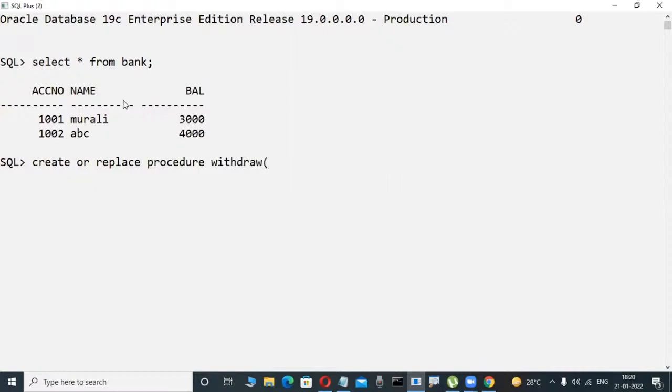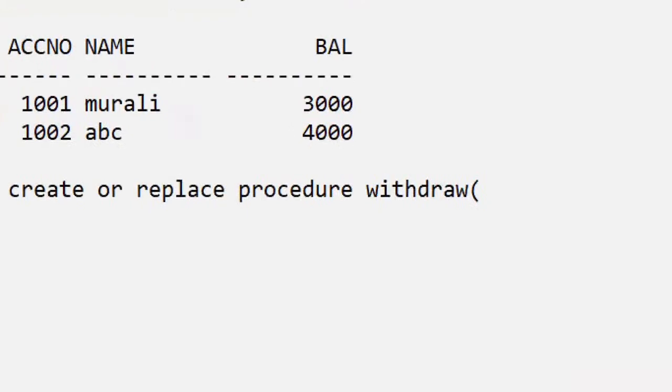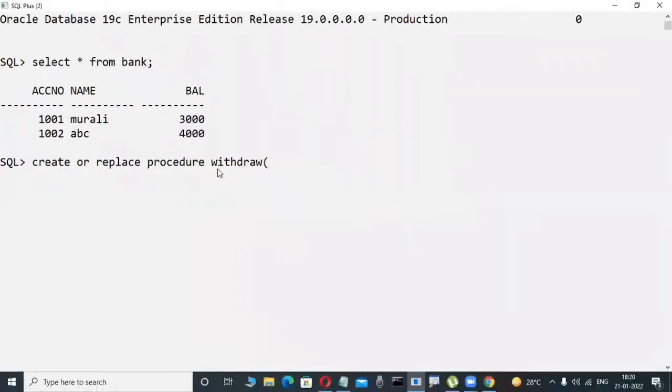Slowly observe here. This is a table. In my project, I try to implement one small scenario only, withdraw. Actually, in real time, big packages contain withdraw, deposit, and all the things. But for now I'm giving only a small task in a procedure. Now here, create or replace procedure withdraw. Suppose here I'm passing an account number. Okay, fine.